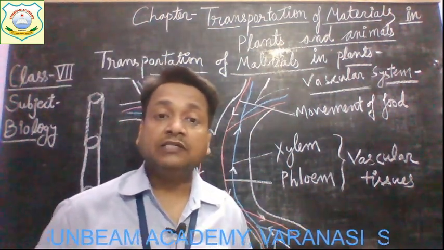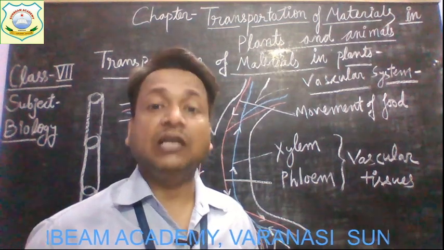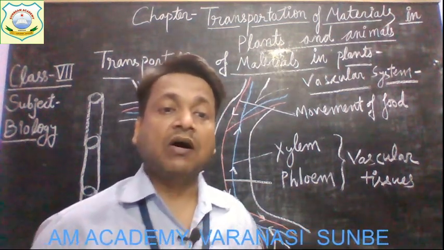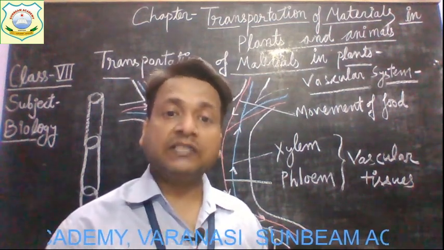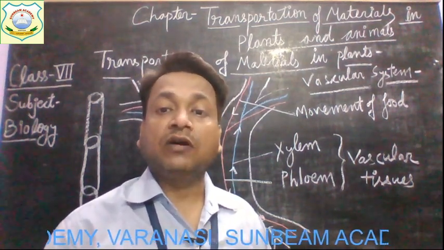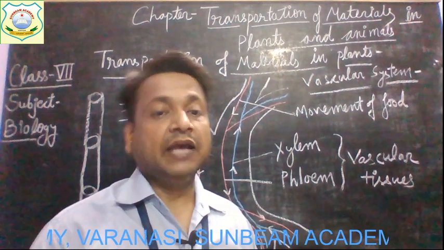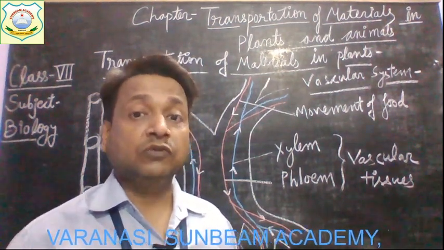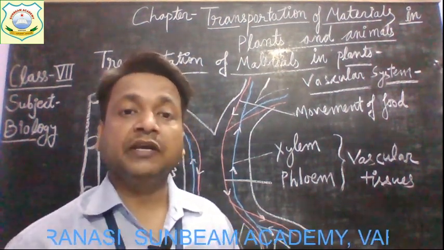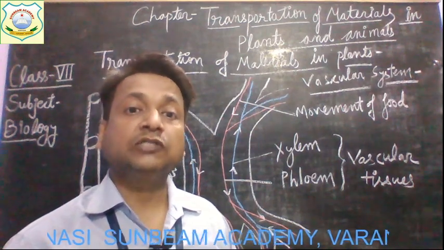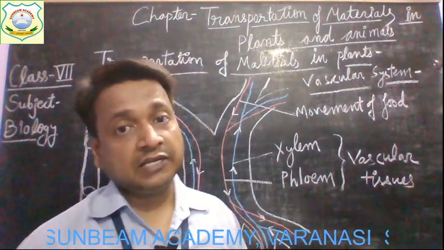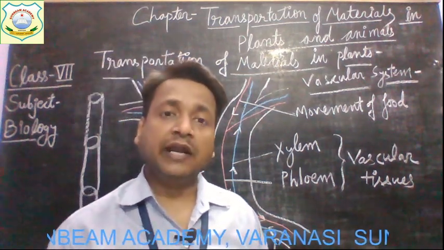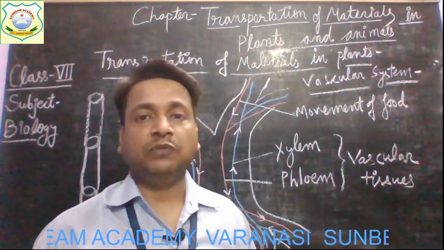The root hairs are outgrowths from the layer of outer cells of the root, and root hairs increase the surface area of the root for the absorption of water and mineral salts. So children, you can say that the function of root hair in the root is just to increase the surface area, and when the surface area gets increased, more and more water and minerals can be absorbed easily by the roots.